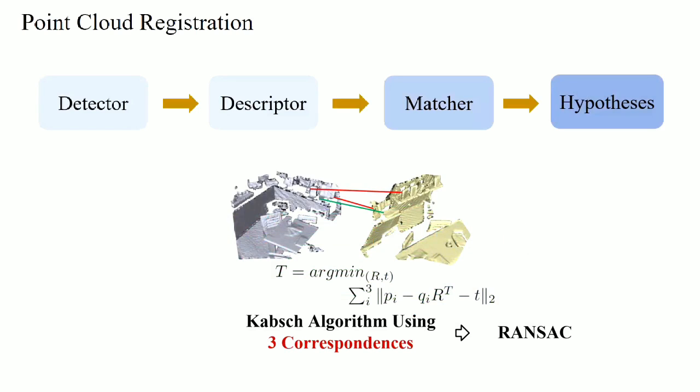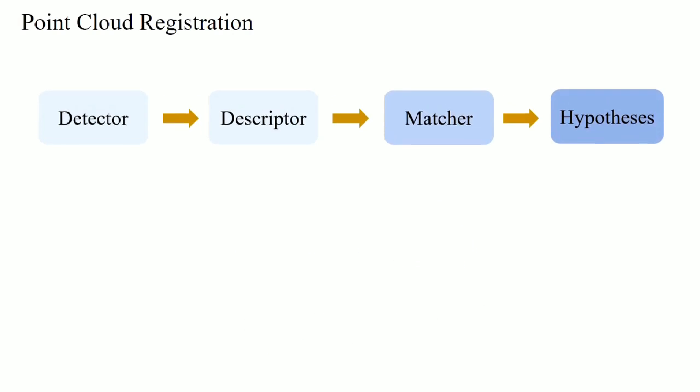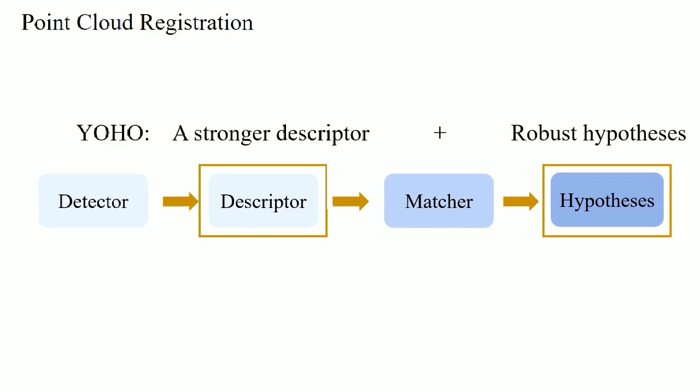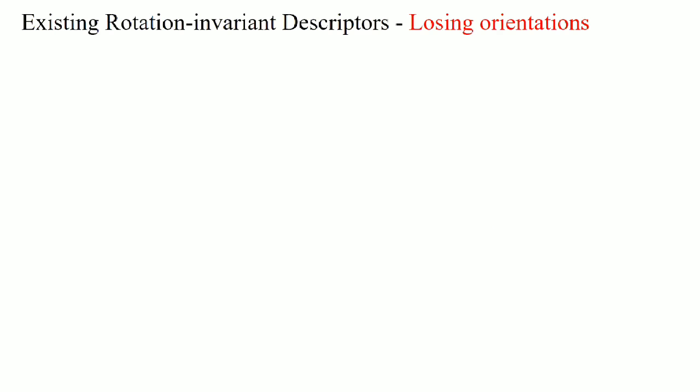Generally, the RANSAC algorithm will be used to generate a set of hypotheses. For hypothesis verification, we find the final output rigid transformation. YOHO makes improvements in feature description by constructing stronger descriptors, and in transformation examination by examining robust hypotheses. Let's start with our motivations.